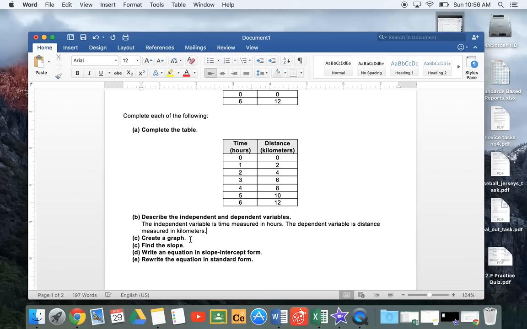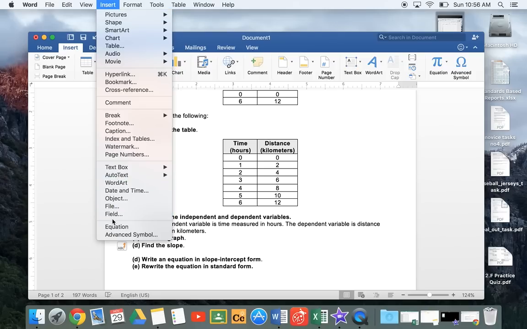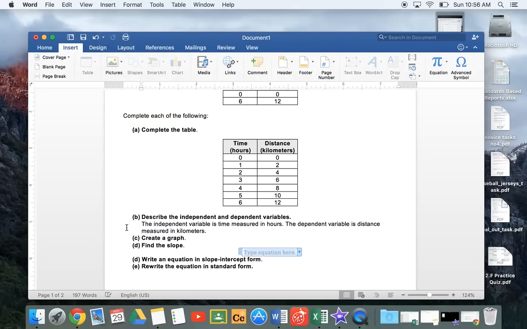Okay. Now it wants me to create a graph, and I'm going to do that one in just a second because I don't have to do it on the computer, so I need the equation already. It says find the slope. I can type this in using an equation. Up here, insert equation. Where did it go? There it is.